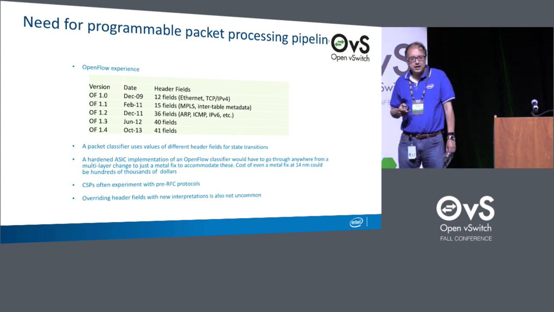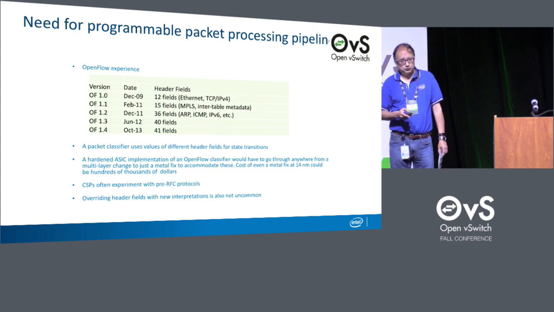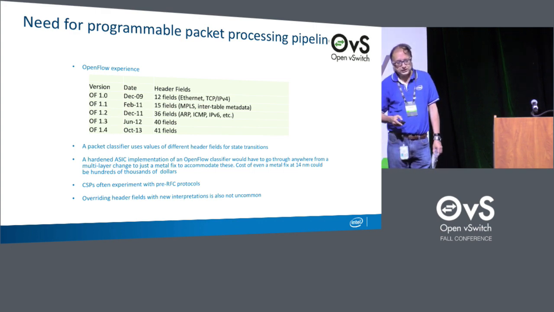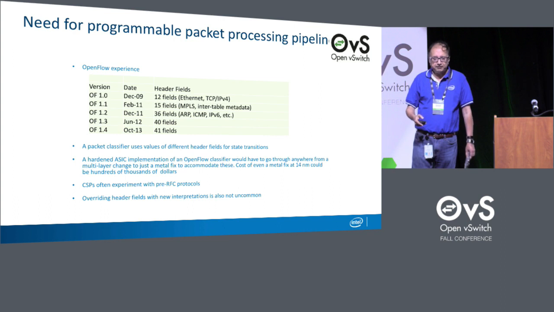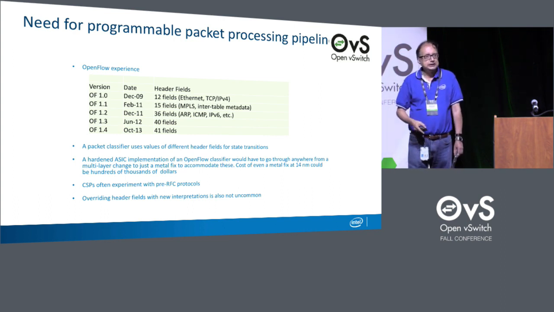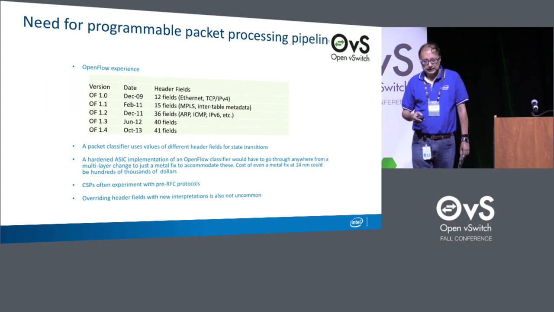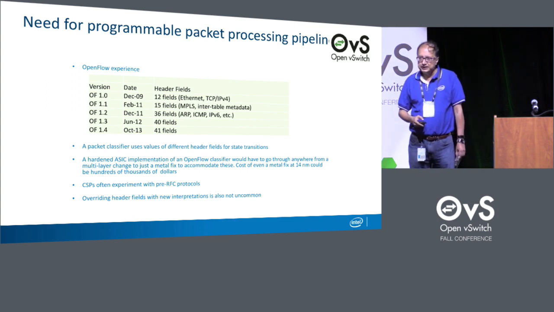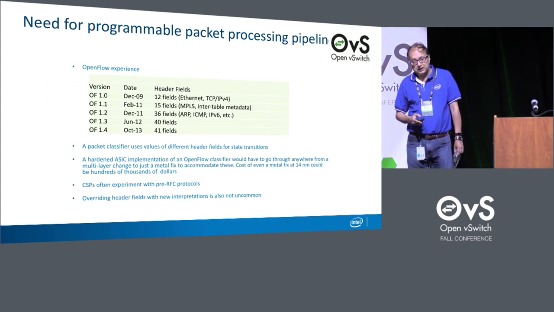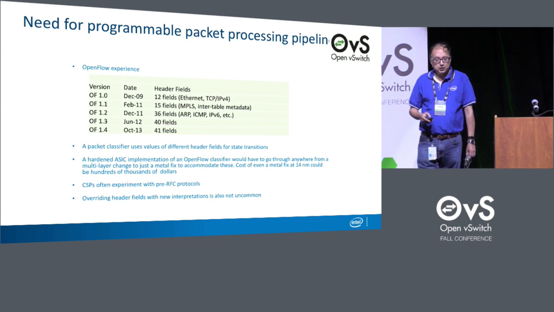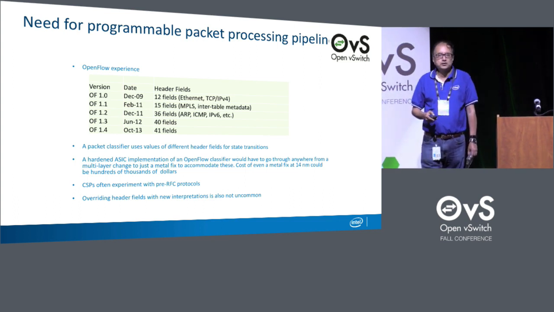If we had a hardened ASIC implementation of this OpenFlow classifier, it would have gone through anything from a multi-layer change to at least just a metal fix to accommodate these changes in the packet processing behavior, right? And we know how expensive these things are. For instance, just a metal fix at 14 nanometer could cost hundreds of thousands of dollars.